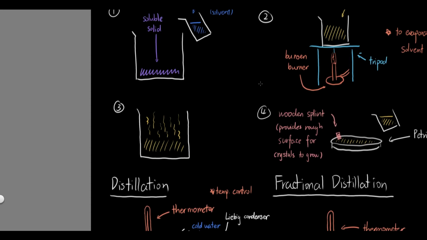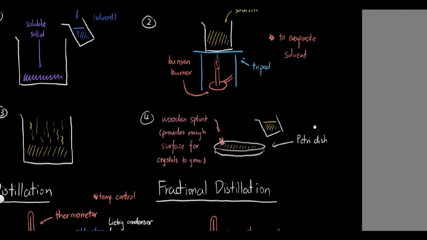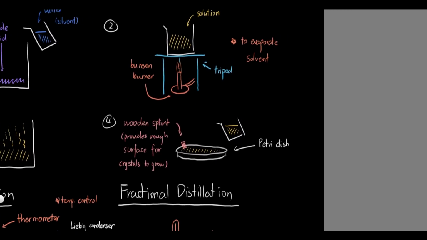Okay, so then we take it off the heat and we leave it to cool for a couple of minutes, and we will pour it into a petri dish where we would put a wooden splint so that it provides a rough surface for crystals to grow on. And after a few days or maybe a few hours, depends, you would see very beautiful crystals.